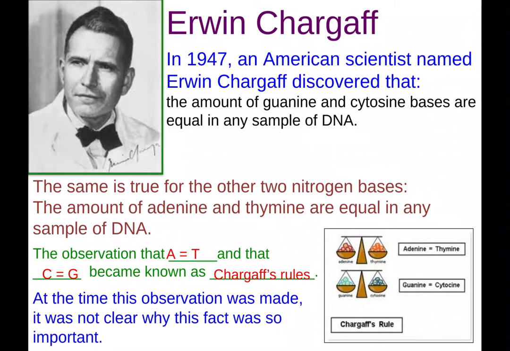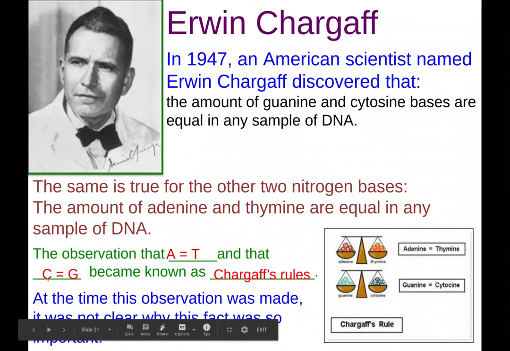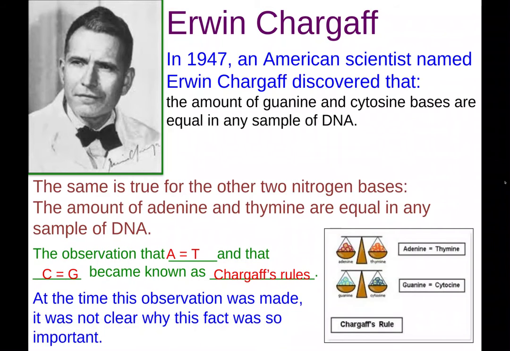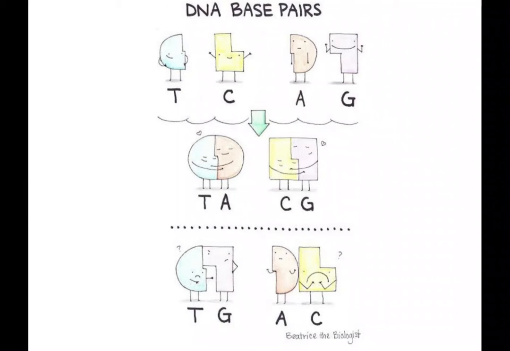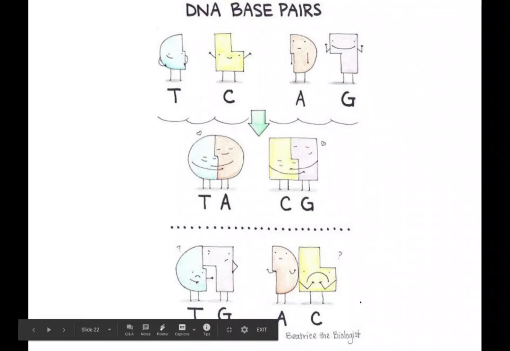Chargaff made a discovery that told us how these bases pair up: an adenine and a thymine are always going to pair up with each other, as well as cytosine and guanine. You will not have a G with an A or a G with a T. Chargaff's rules say that they have to pair up in this manner. And so you can see here, they will not fit together if they're not with their correct partner.